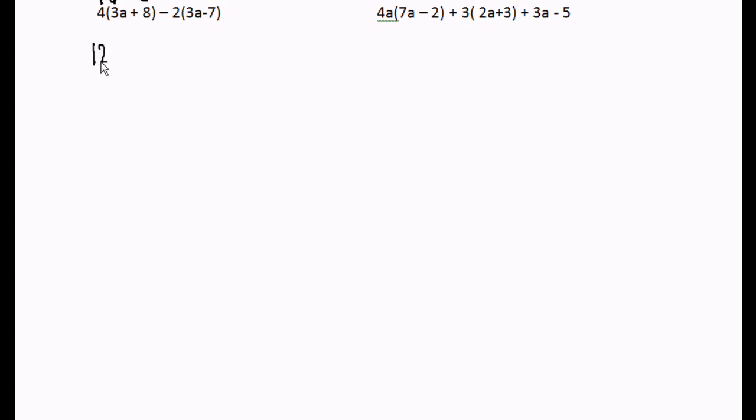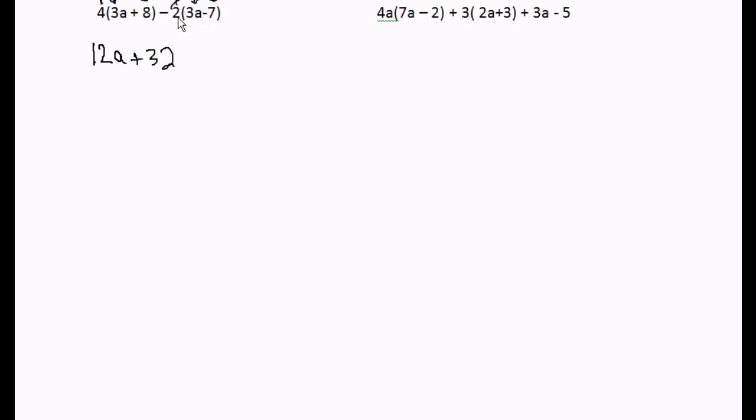4 times 3 is 12a. Then I have to take the 4 times 8. 4 times 8 is a positive 32. Next, I'm going to distribute this 2. There's a 2 outside this parentheses. It's not just a 2, it's a negative 2. Even though it says minus 2, it's the same thing as saying negative 2. So negative 2 times 3a, and then we're going to do negative 2 times a negative 7.